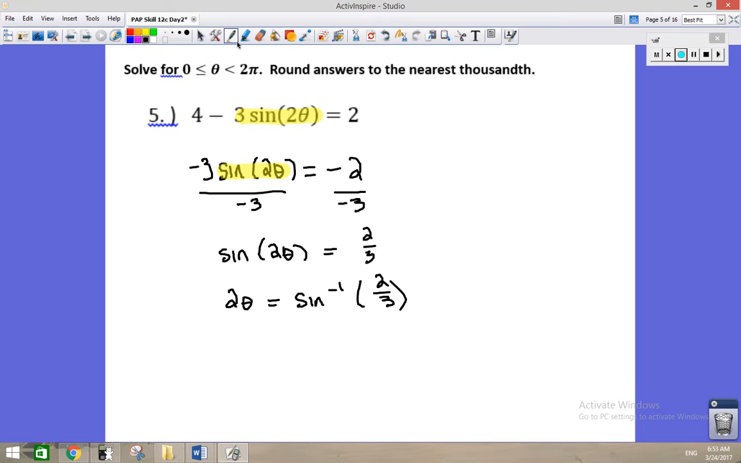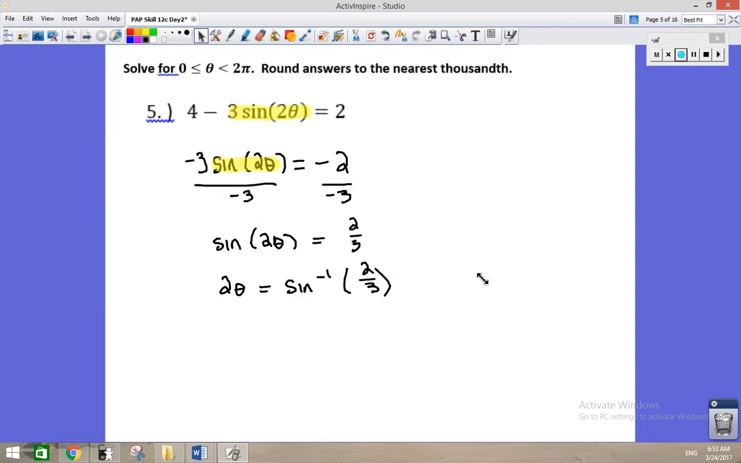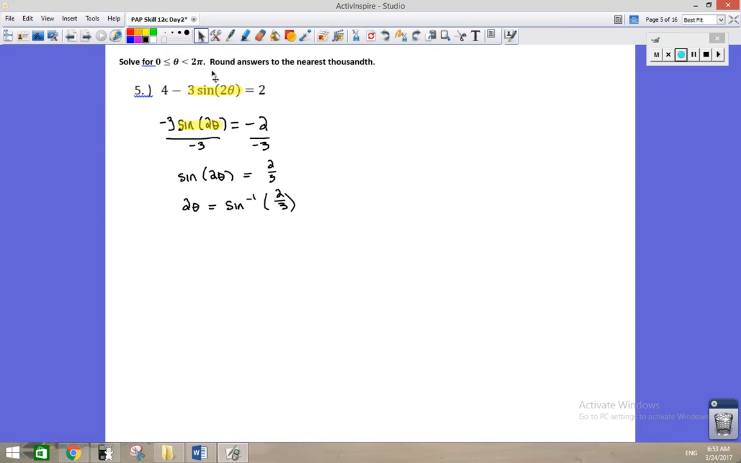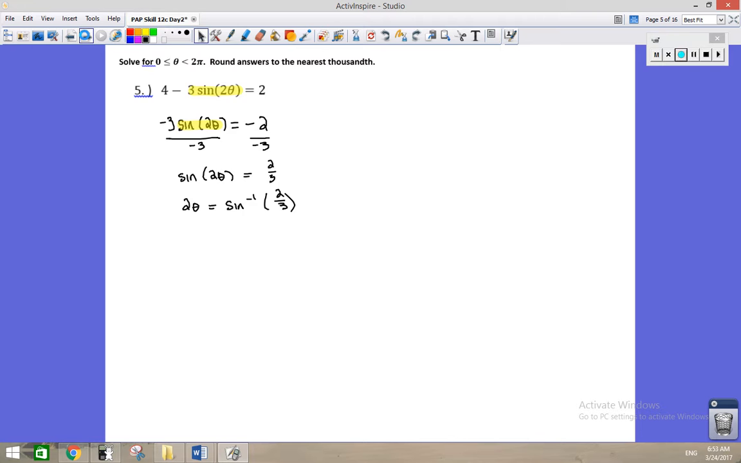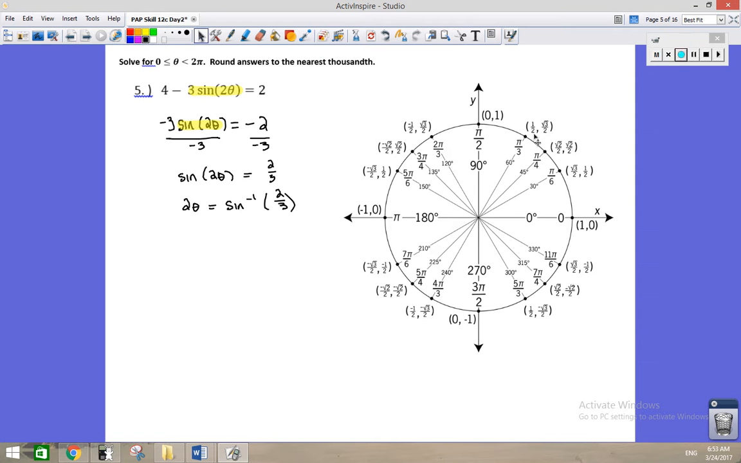Now, when I go to look to my unit circle, and I look at y coordinates, let's go get that unit circle. I do not see on these known points, on these known coordinates, a y coordinate of 2/3. I need to pause this for a second. All right, so I'm back.